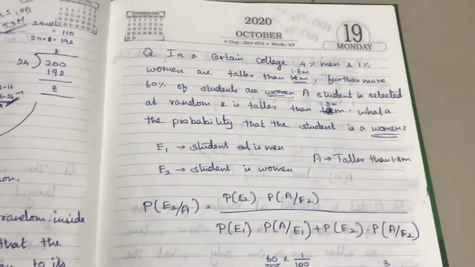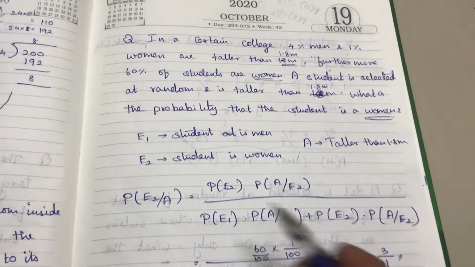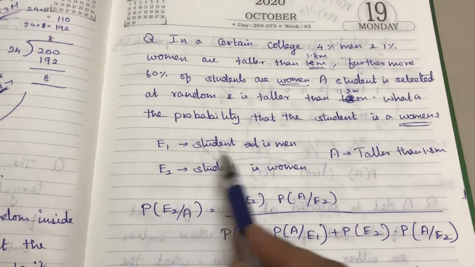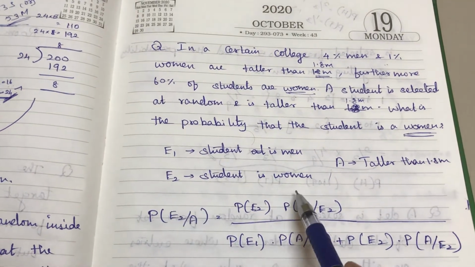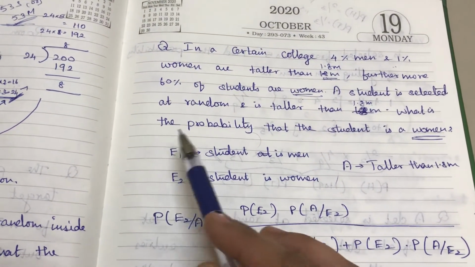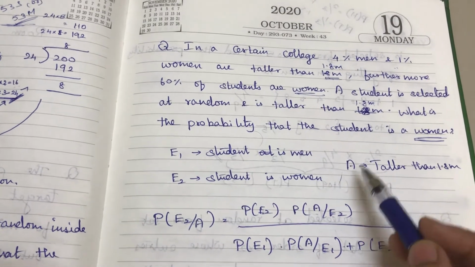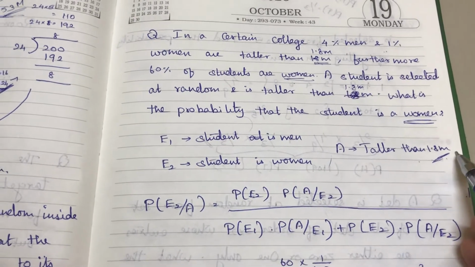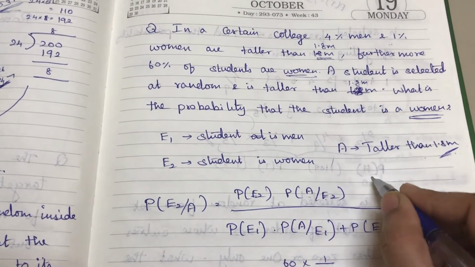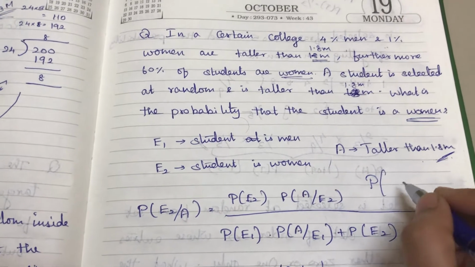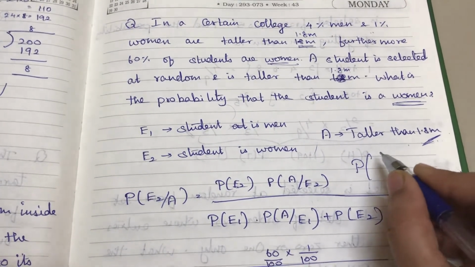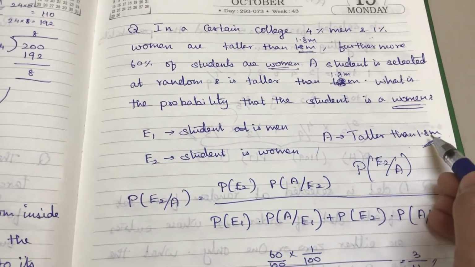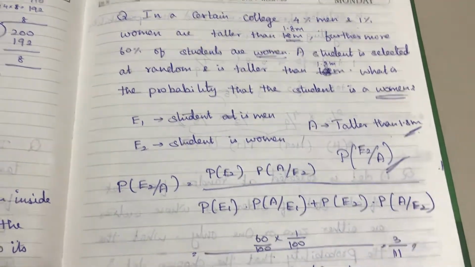So we need to find the probability here. Simple. So they are comparing men and women, right? So student as men is E1, student as women is E2. So I have considered the two events here. And the main event is what? Taller than 1.8 meter. So this is the main thing. What is the formula? I need to consider the probability for the women who are taller than 1.8 meter. This is the thing I need to find.